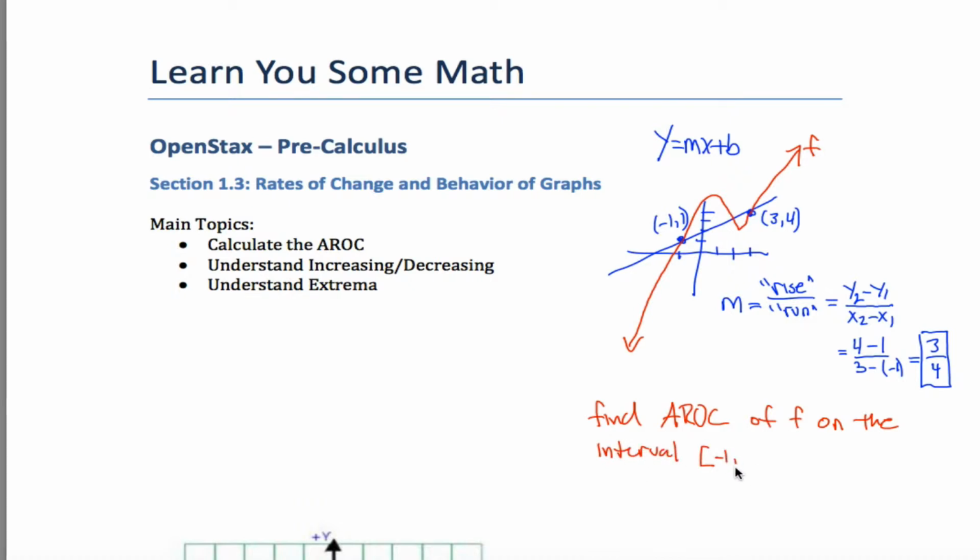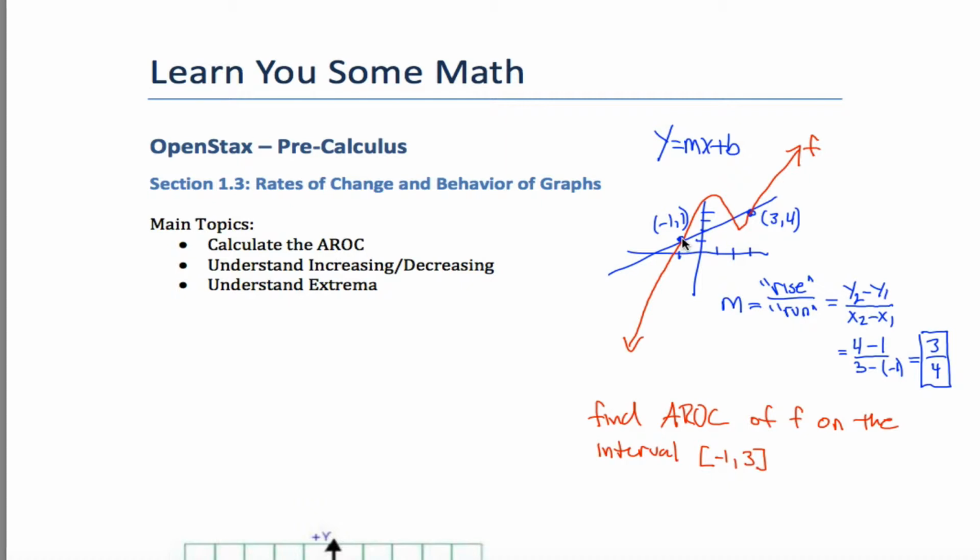And then, maybe I'd say from -1 to 3. What I'm doing here is specifying 2 x values, and I'm asking you to find the average rate of change of this function that I drew in red right here on this interval. Turns out I've already done that, because the average rate of change is just the slope of the line connecting these 2 points.